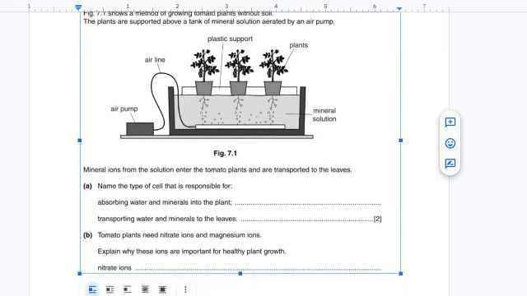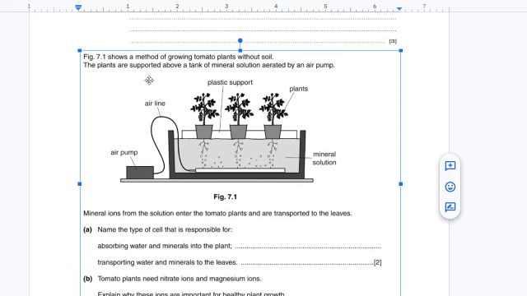So the next and last question is basically, figure 7.1 shows a method of growing tomato plants without soil. The plants are supported above a tank of mineral solution aerated by an air pump. Mineral ions from the solution enter the tomato plants and are transported to the leaves. Name the type of cell that is responsible for absorbing water and minerals into the plant.